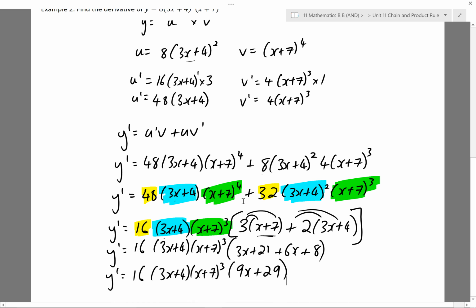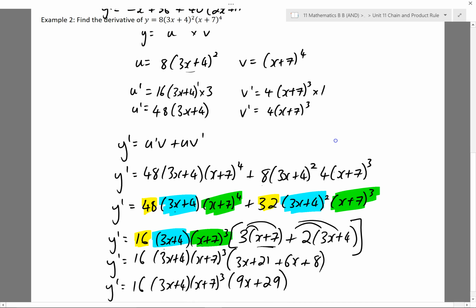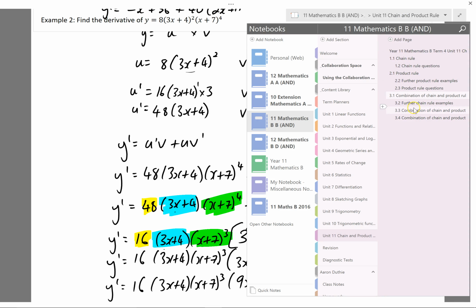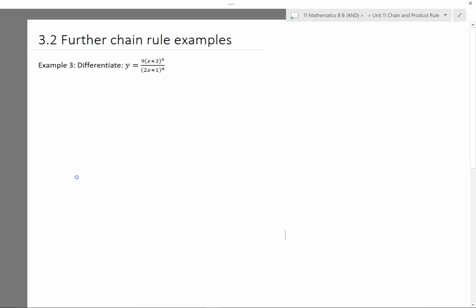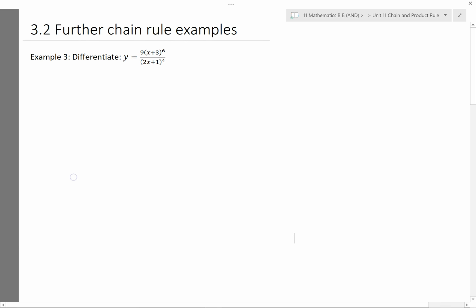Okay, setting out is really key. Not even the best student would be able to go from here to here. Okay, it's just impossible. Alright, turning the page for one last example, which will be probably the hardest example you'll see in your exercises. So we've got another chain rule problem and product rule. I should say further product and chain rule examples.